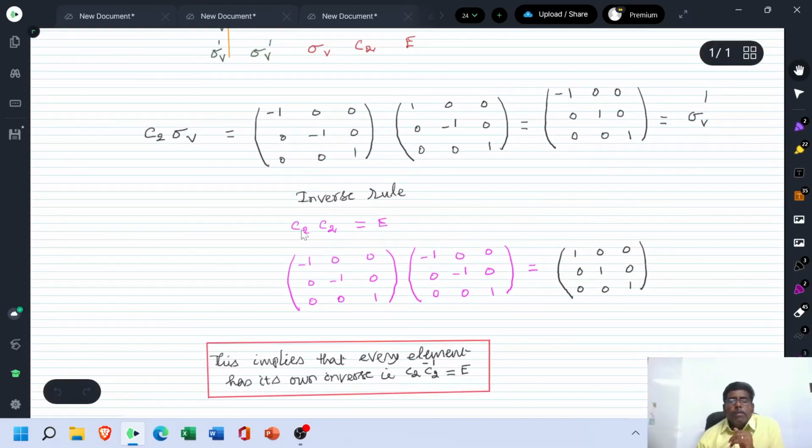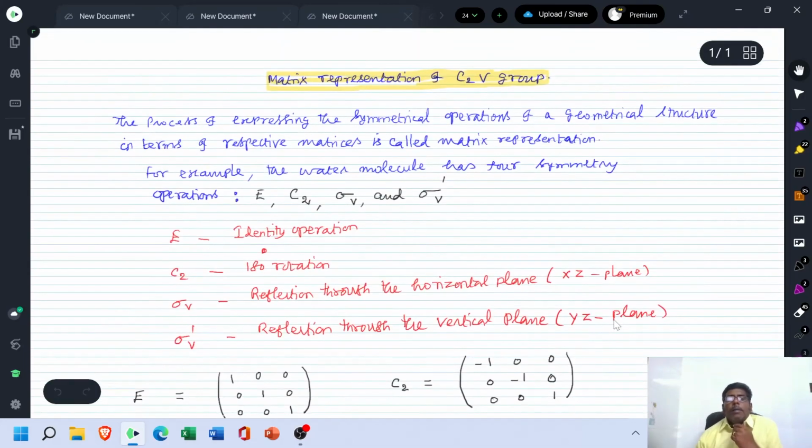Furthermore, we have pointed out that C2 into C2 is equal to C2 square, which is equal to E. This means that every element has its own inverse. For C2, the inverse element is C2. That means C2 inverse equals C2. To prove this, go through this multiplication. This is the C2 matrix, this is the C2 matrix, and C2 into C2 is our I3. This is our identity element E. That's all about matrix representation.